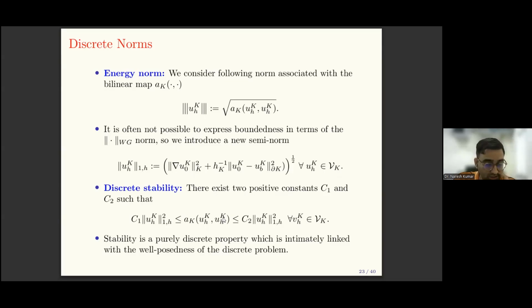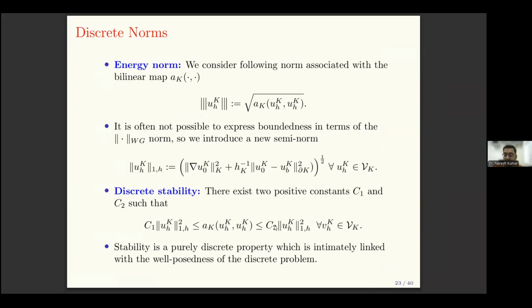And then this discrete stability part is very important in the WG method because it helps you to prove the well-posedness of the discrete model problem. So this is the discrete stability, like AK is great. AK follows the coercivity and also follows the boundedness. So it's responsible for the well-posedness of the discrete problem.